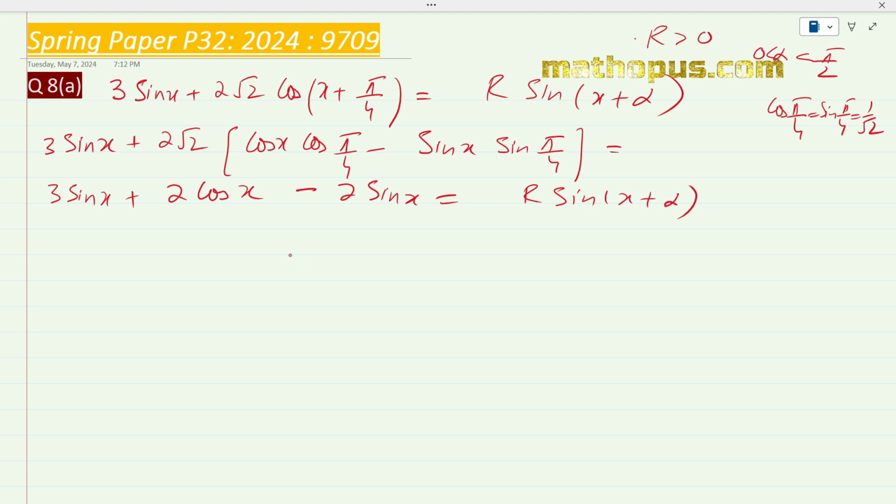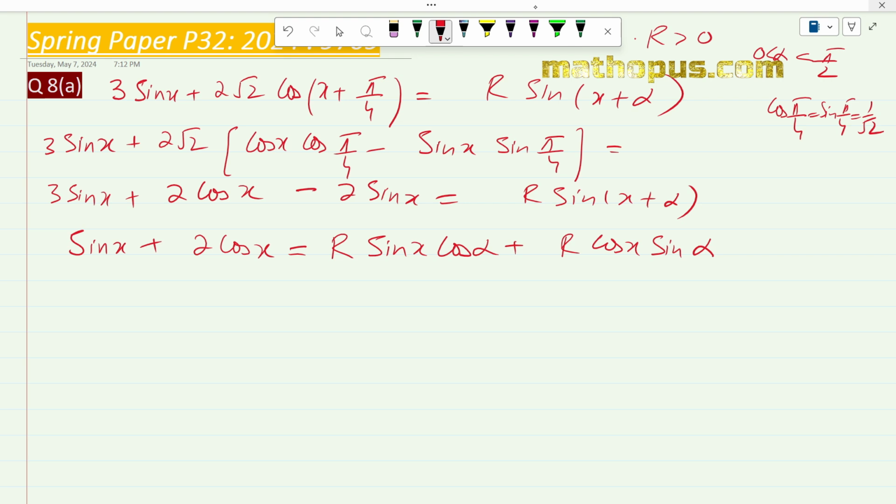Now on the left hand side we have two sine terms, so let's combine them together. So we have sin x and 2 cos x. Now the left hand side is fully simplified. So let's expand the right hand side now, using the sin(a plus b) formula. So we have R sin x cos alpha plus R cos x sin alpha. Now let's compare the coefficients of sin x and cos x. As a result, we have R cos alpha equals 1 and R sin alpha equals 2.